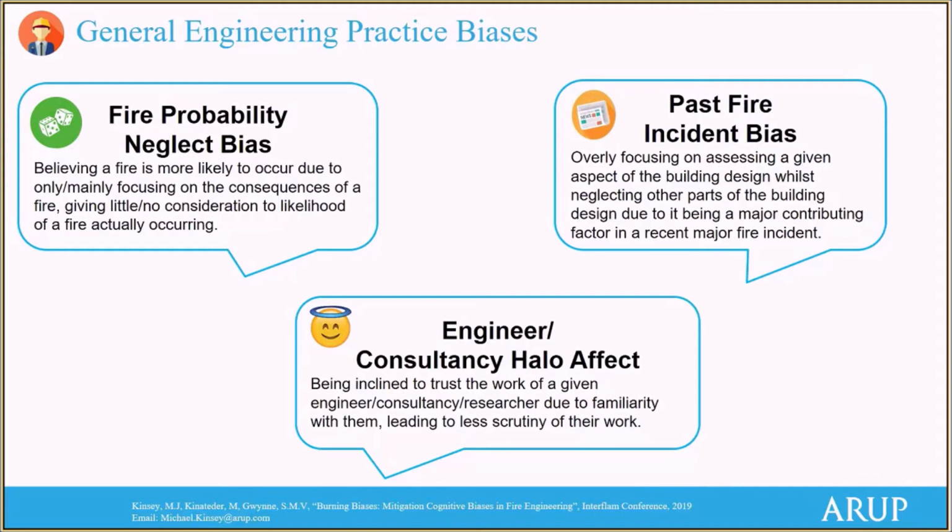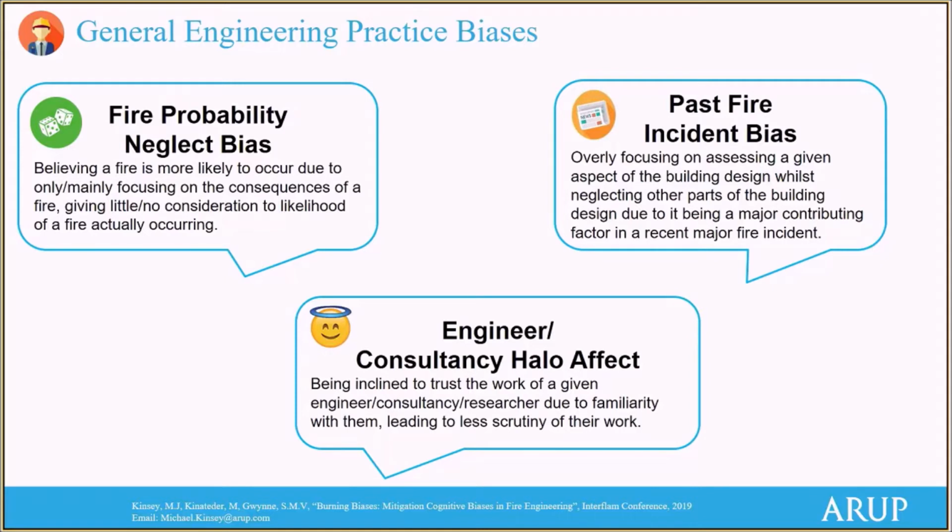Past fire incident bias. So overly focusing on assessing a given aspect of the building design whilst neglecting other parts of the building design due to it being a major contributing factor in a recent major fire incident. So for example, if you see a big major fire happen in your country or your region, and then it highlights a certain failing, you're perhaps more likely to focus on that failing in the current projects you're working on. That's not necessarily a problem in itself, but if you start doing that whilst neglecting other aspects of the design, it perhaps can lead to some issues.